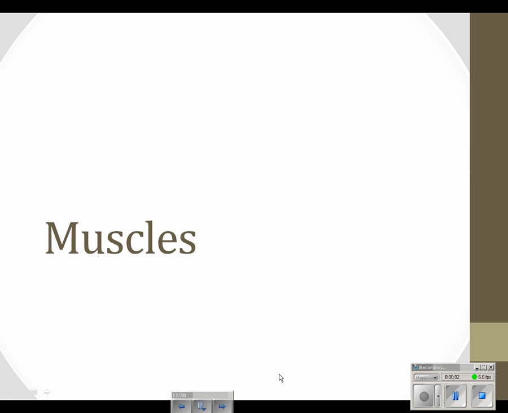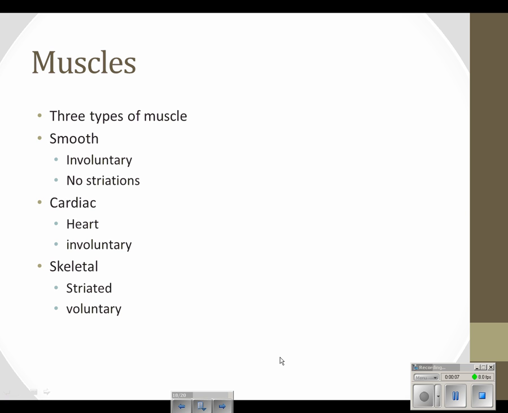This lesson deals with muscles in association with bones in anthropology. So there are three types of muscles. Smooth, which is involuntary, which means that we don't have conscious control. It's all unconscious. And looking at the structure, there's no striations.